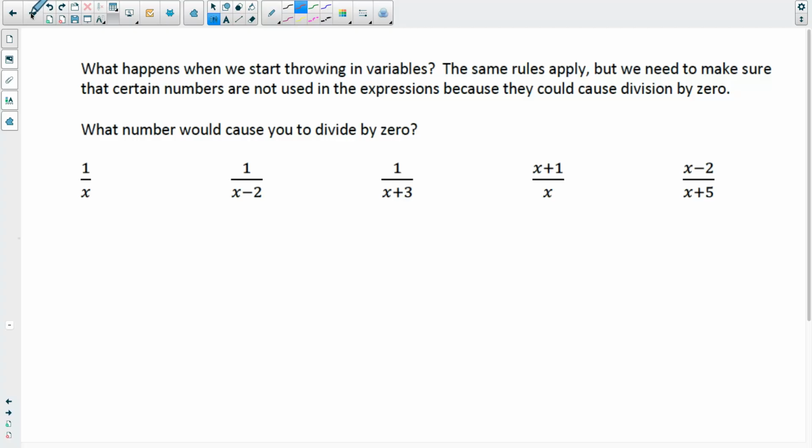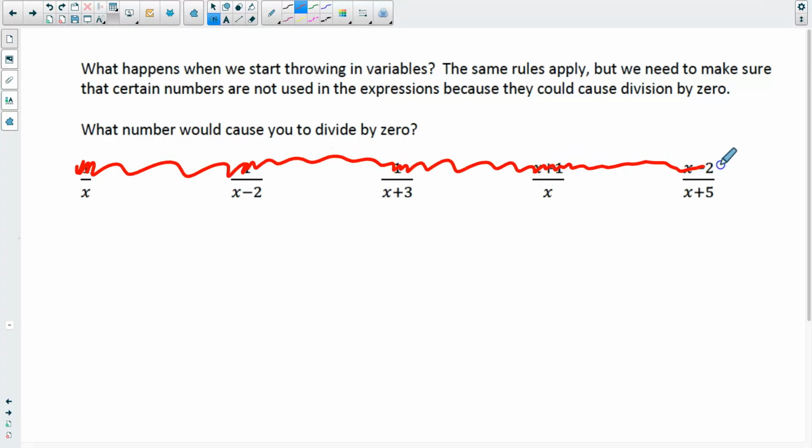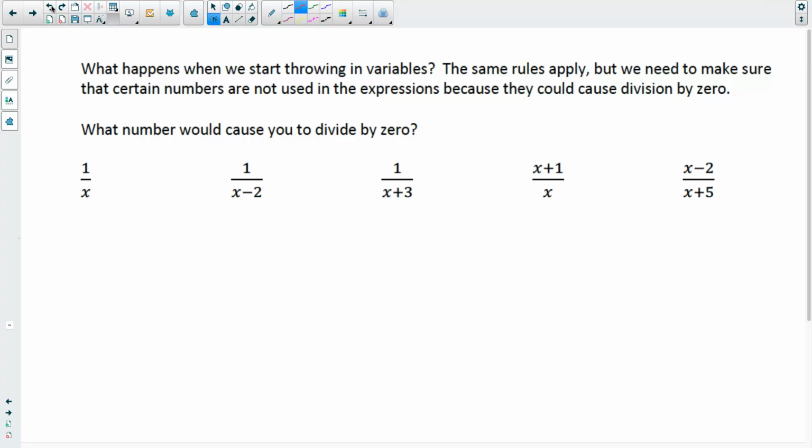So I'll tell you right now, if I'm asking you what your restrictions are, none of this matters. And you don't have to cross this off. All of that is irrelevant. It means nothing, okay? So my restriction for the very first thing is x cannot equal 0. Because if x is 0, I would be dividing by 0. Can't do that.